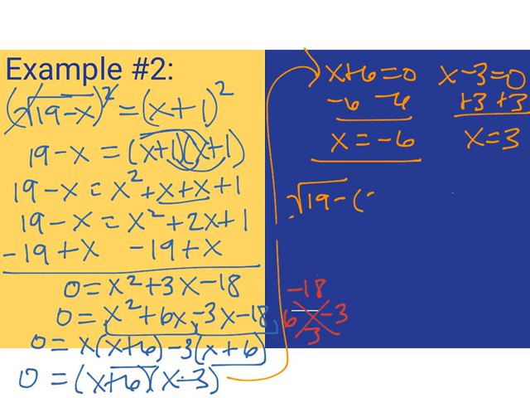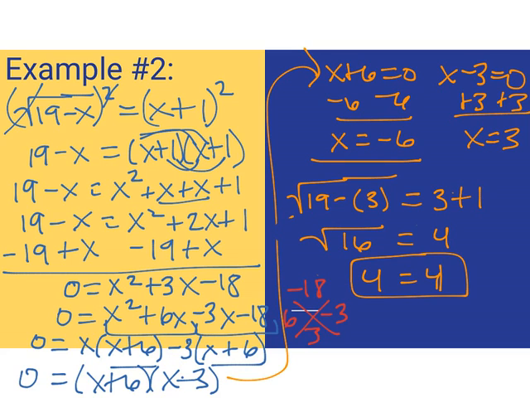19 minus a 3 equals, and then we still have our 3 plus 1. So 19 minus 3, we end up getting the square root of 16, and then we get 4. We know the square root of 16 is 4. Again, I'm only using the positive value because I did not add that square root in there. It was already there. So this actually does work because 4 equals 4. So then our only solution for this value is only going to be 3.